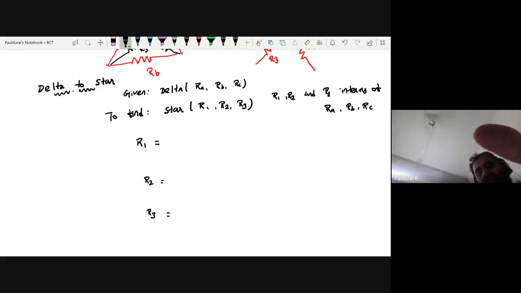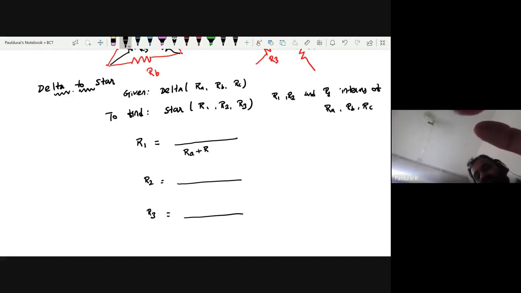So the formula is for R1, or not only for R1, entire thing, R2, R3, okay. The denominator is the same, nothing but equivalent resistance. You are having 3 resistances now, just add all these, RA plus RB plus RC. So here the denominator formula is the same for all, RA plus RB plus RC.